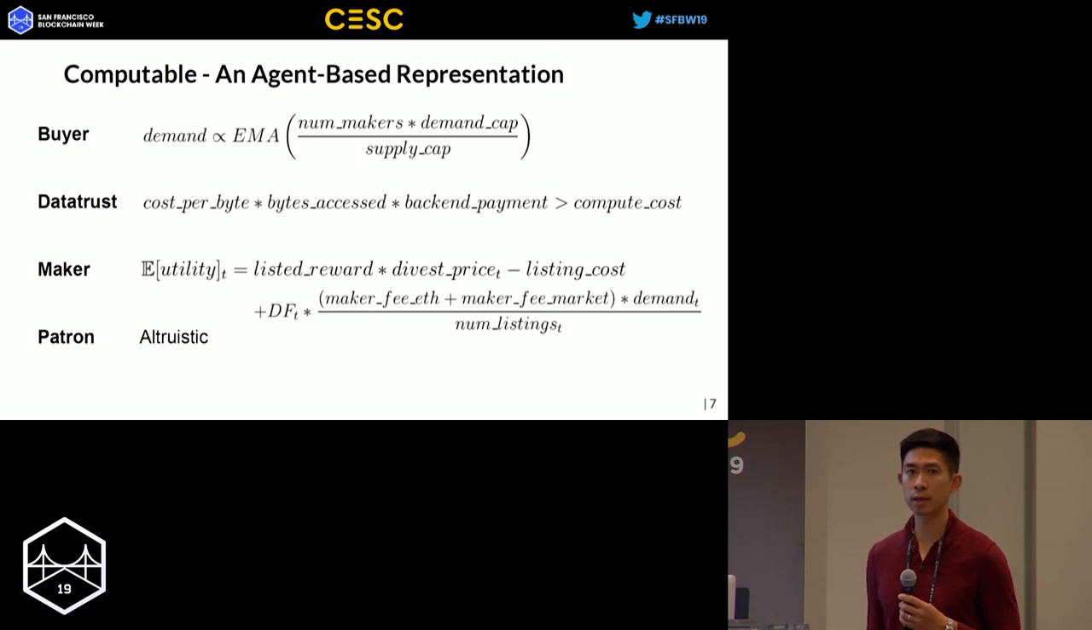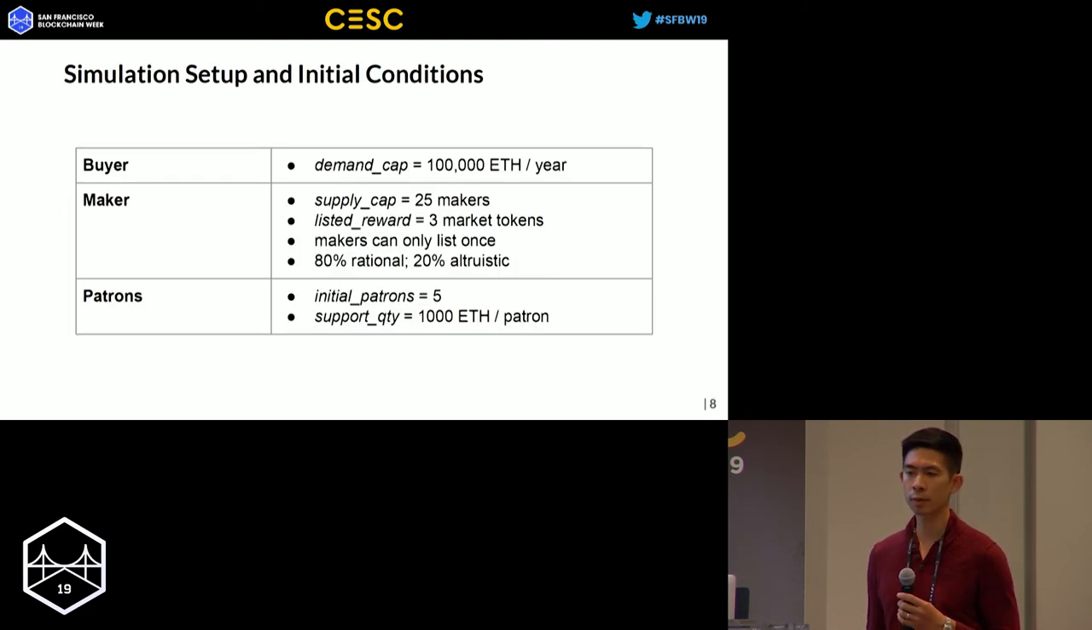And so you can see that the maker fees are broken down into two components. One is the maker fee in Ethereum, or the base token of the network. And the other component is a fee denominated in the market tokens. And so we compute the expected value of all these payments over future points in time and compute an expected utility out of that. And for the purpose of the simulations, we have patrons, but we assume that they're altruistic in the sense that they will contribute capital initially, but they will never withdraw that capital, just to keep things simple. So let's talk quickly about the initial setup of the simulation, some initial conditions and parameters that we set.